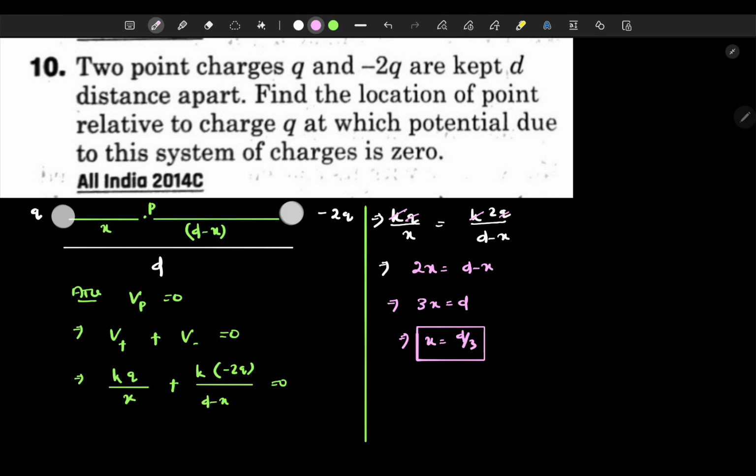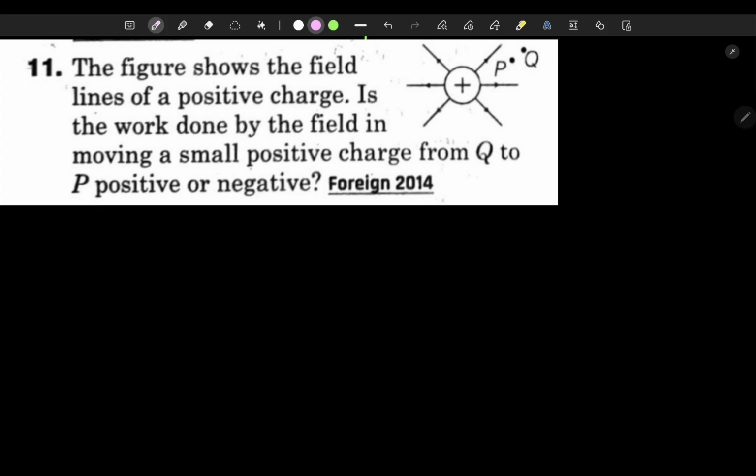One more question. Okay, next question is question number 11. The figure shows the field lines of a positive charge. Is the work done by the field positive or negative? Very, very important question, listen to it properly. It is asking about the work done by the field in moving a small positive charge from q to p. Okay, forget about the question for now.